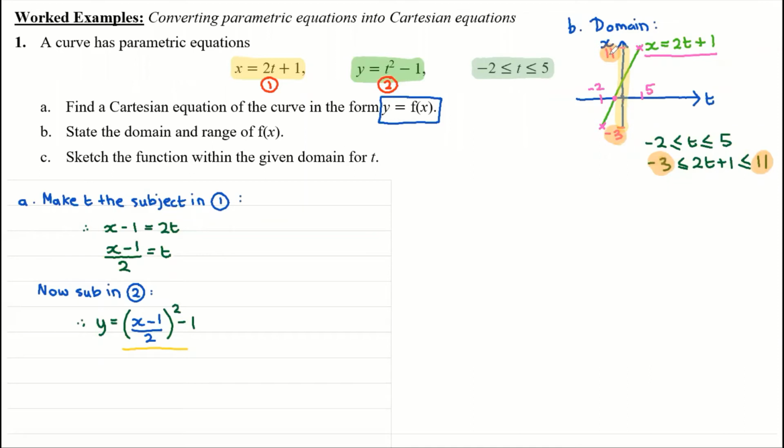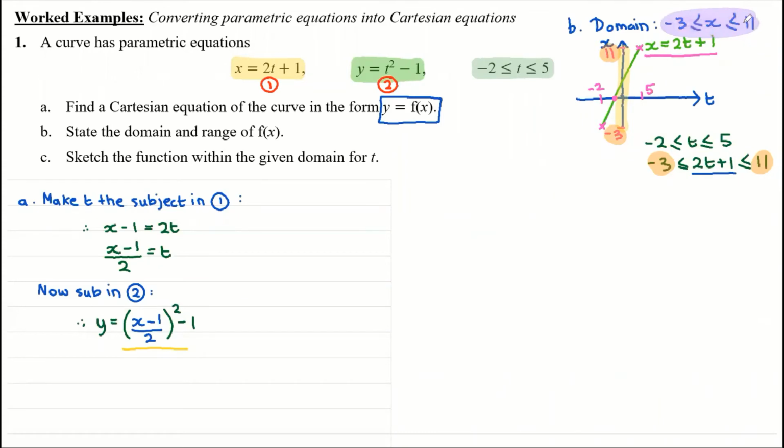So we'll just write that more formally now, just to answer the question properly. So the domain is going to be between -3, and these are your x values, remember, because of course 2t plus 1 is equal to x, and 11. And I might just make that stand out a bit more as well. So that's your domain done.